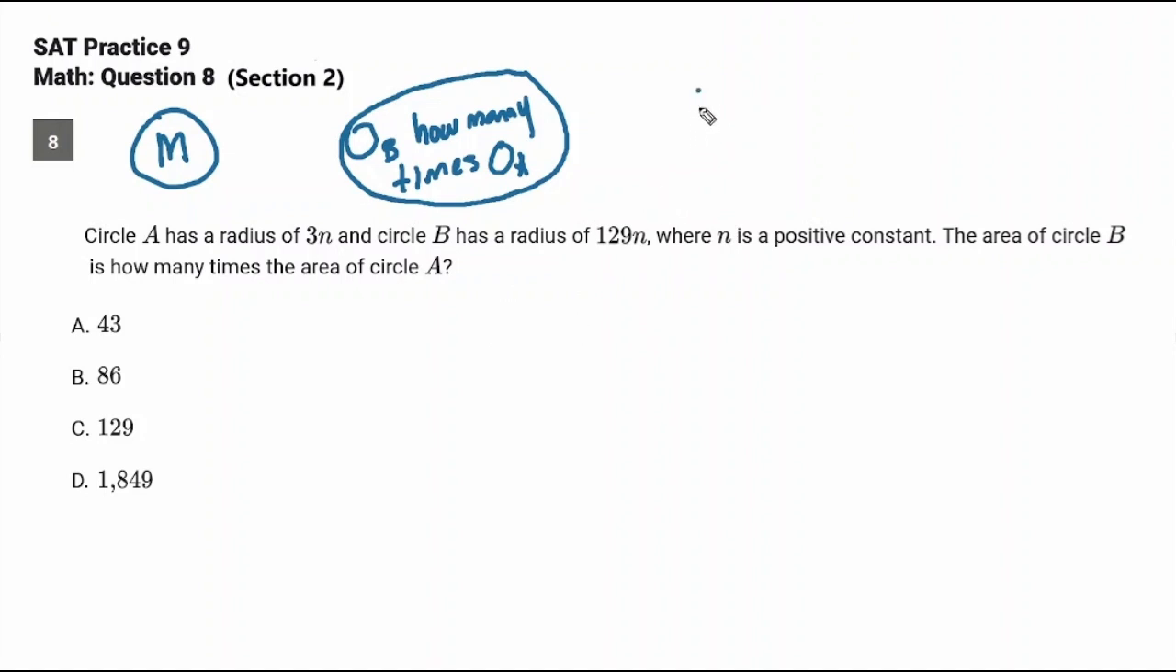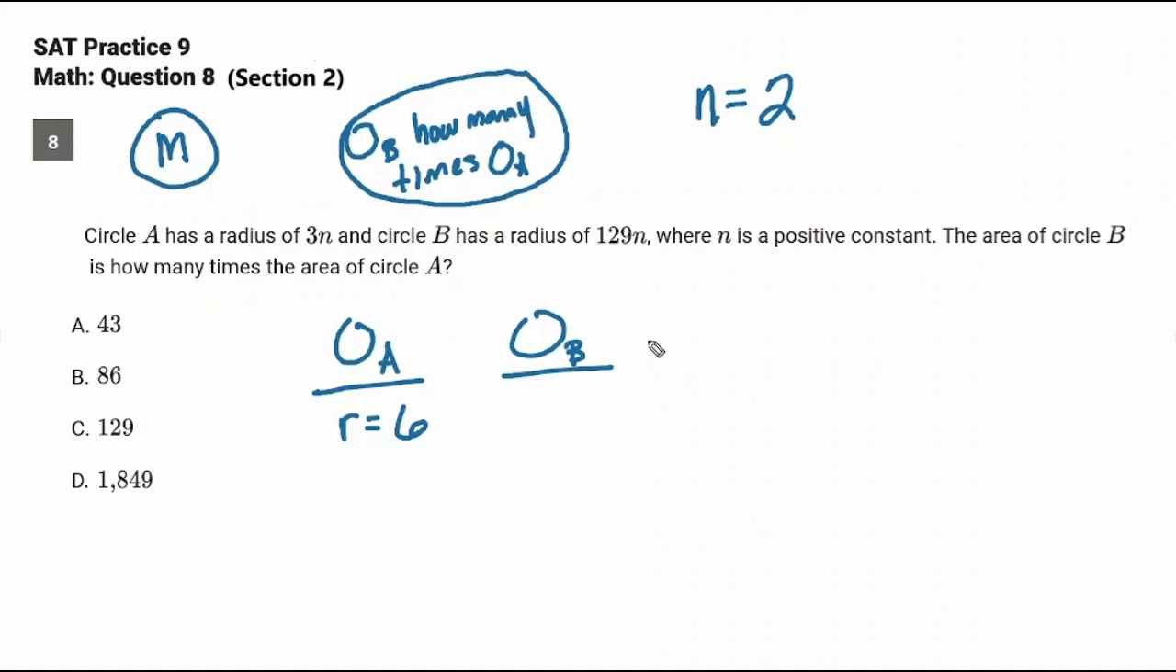Well, you're going to make n something. It can be anything in the world. It's got to be positive, though. What do you want it to be? What's your favorite n in the whole wide world? Mine's 2, because it's nice and small. It's very predictable. So circle A has a radius of 3n, 3 times 2, which is 6. And circle B has a radius of 129n, so 129 times 2.